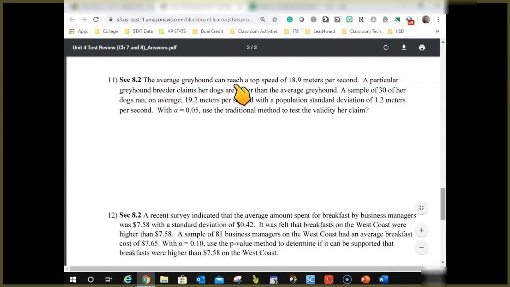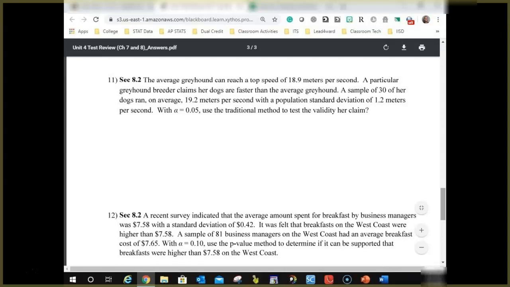It says the average greyhound can reach a top speed of 18.9 meters per second. A particular greyhound breeder claims her dogs are faster than the average greyhound. A sample of 30 of her dogs ran, on average, 19.2 meters per second with a population standard deviation of 1.2 meters per second. With alpha equals 0.05, use the traditional method to test the validity of her claim. So you're being told more or less which method to use, the traditional method.